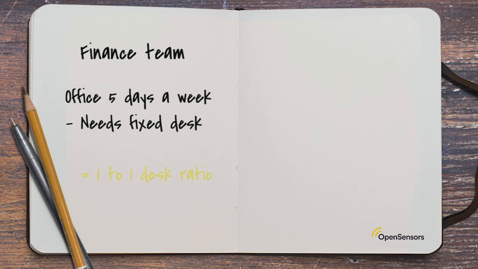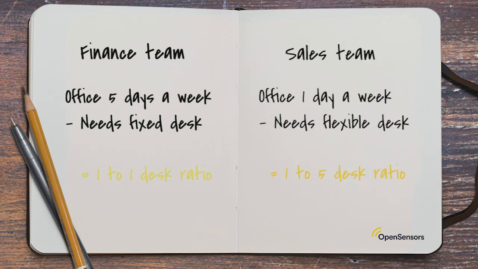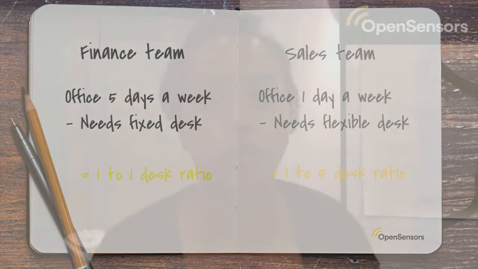As an example, take a highly mobile team, like a sales team that's out in the field all the time. Their needs would be significantly different to a finance team who is coming in every day and they need desks to do their jobs. So a finance team maybe needs a 1-to-1 person-to-desk ratio, whereas a sales team can need a 1-to-5 or even more.